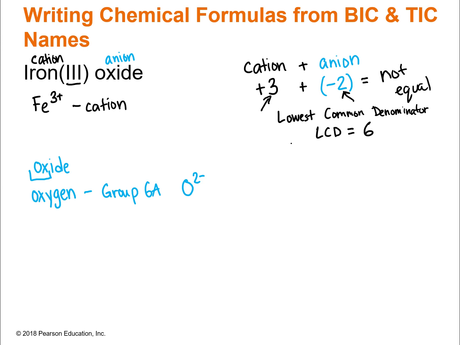What does that mean? It means that we're going to have multiple irons and multiple oxygens. 3 times what gives you 6? I know it's a simple question. 2. So if we have Fe 3 plus times 2, then we're going to have a total charge of +6.